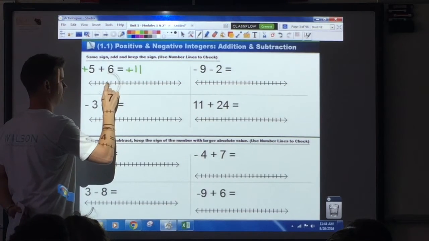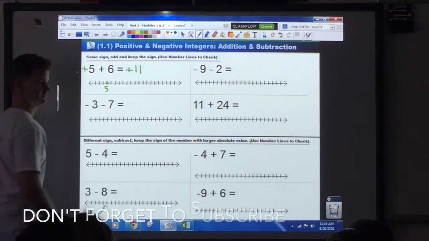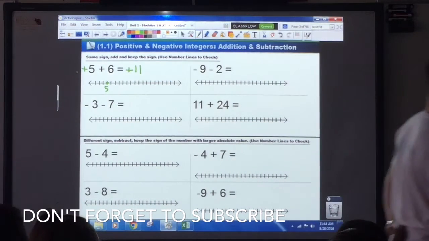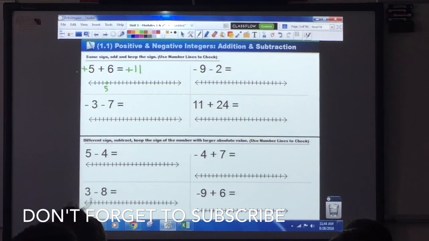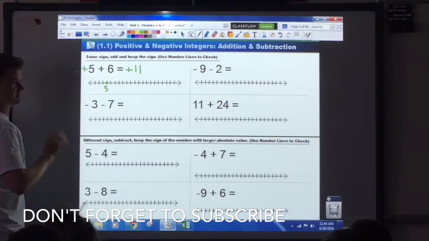And this is where you guys are writing this in. So we could say that this is something like 5. All right? So if this is a 5, and we want to add 6 to it, on a number line, when you're adding to it, when you're increasing it, which way do you move, to the right or the left? To the right. So we start at 5, and we're going to move 6 spots to the right.